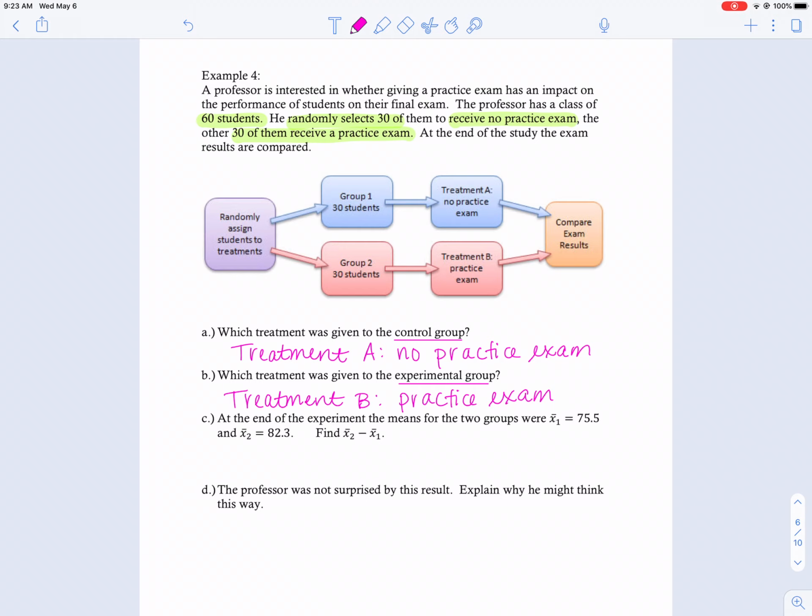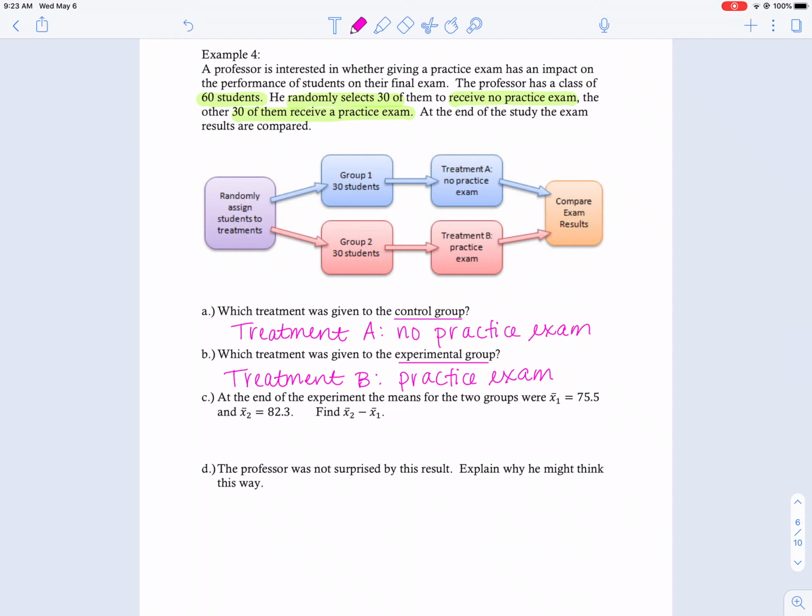It says at the end of the experiment, the mean for group 1 was 75.5, and the mean for group 2 was 82.3. They say find the mean of group 2 minus the mean of group 1. So 82.3 minus 75.5 gives you 6.8. And 6.8 we literally call the difference of the means.